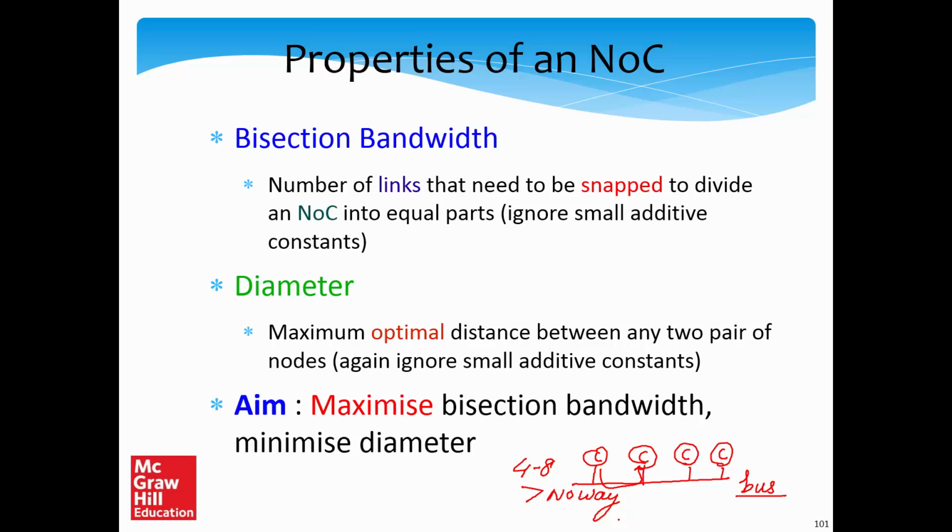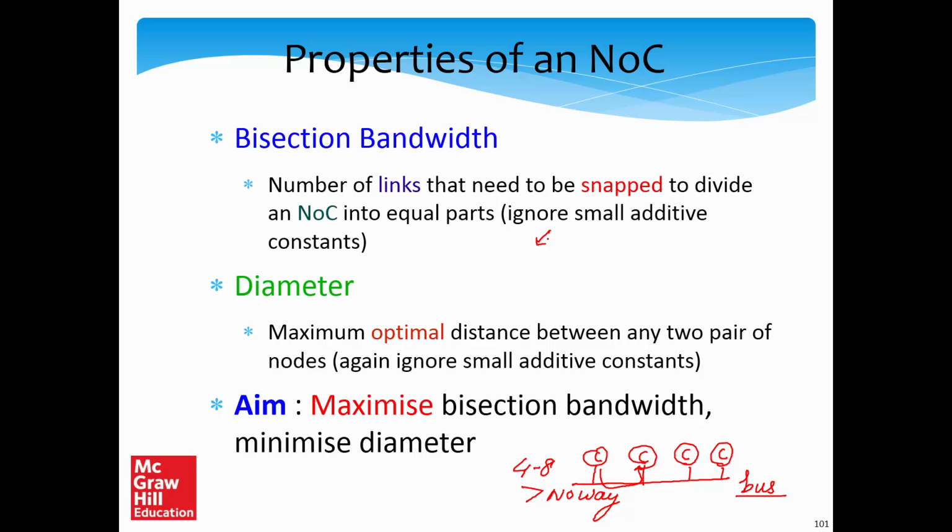So let us look at bigger networks. Bigger networks mainly have two properties. One of the properties is called bisection bandwidth. It basically means the number of links that need to be snapped, that need to be cut, to divide an NOC into roughly 2 equal parts. Let's ignore small additive constants like 1 here and there.